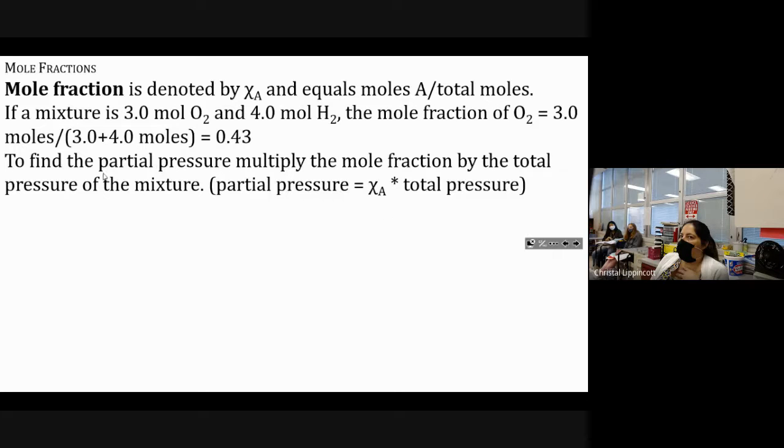And you'll need to find partial pressures. Then you can multiply the mole fraction by the total pressure of the system. And that'll give you the fraction of the pressure caused by that particular gas.